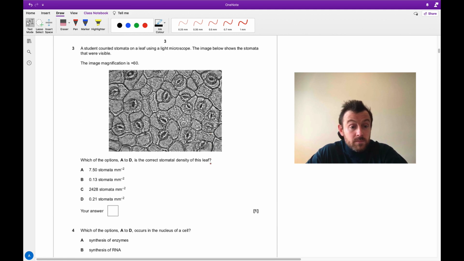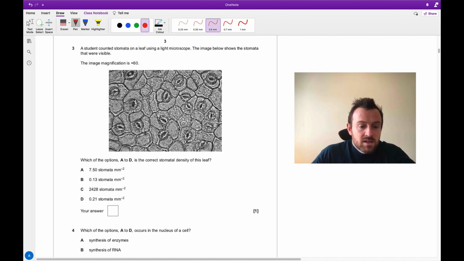3. A student counted stomata using a light microscope. This shows the stomata that are visible. The magnification is 60 times. So we've got to count them. Okay, so we've got 1, 2, 3, 4, 5, 6, 7, 8, 9, 10, 11, 12, 13, 14, 15, 16, and 17 stomata.